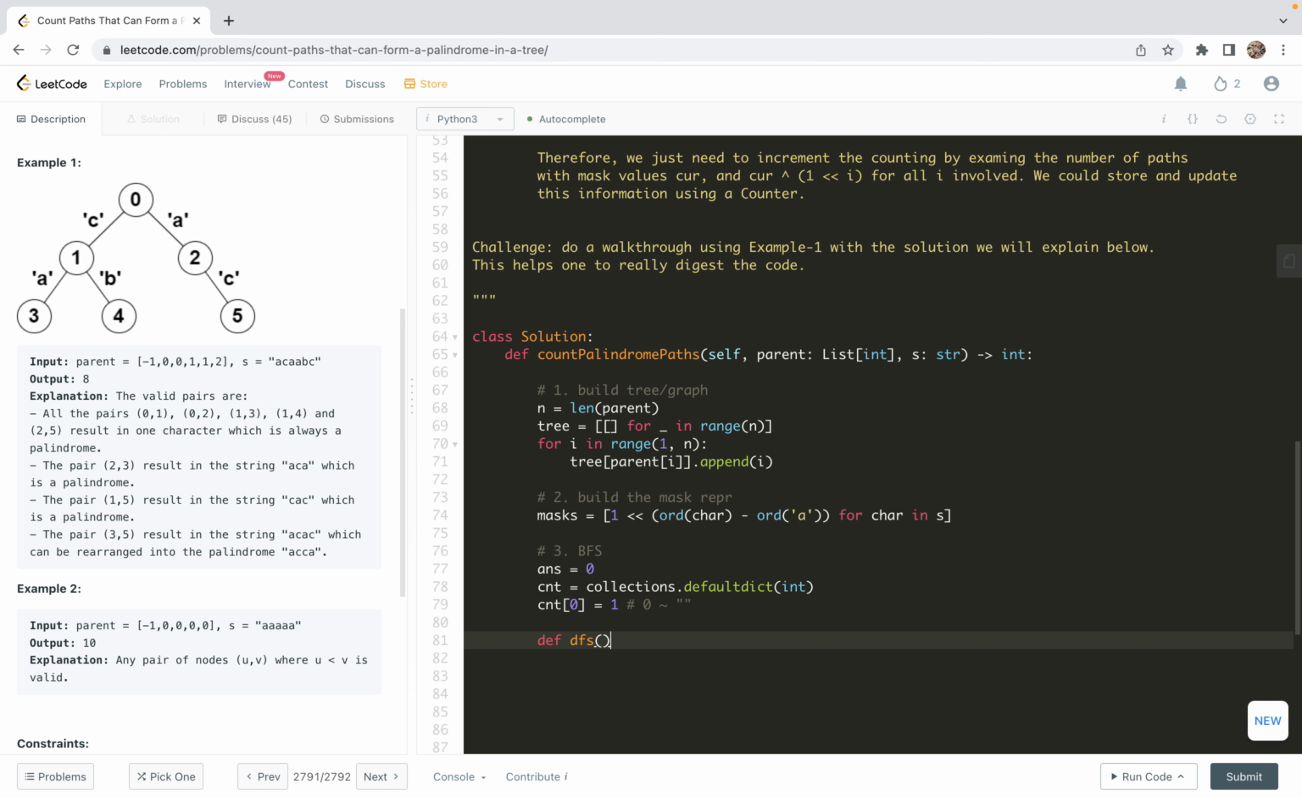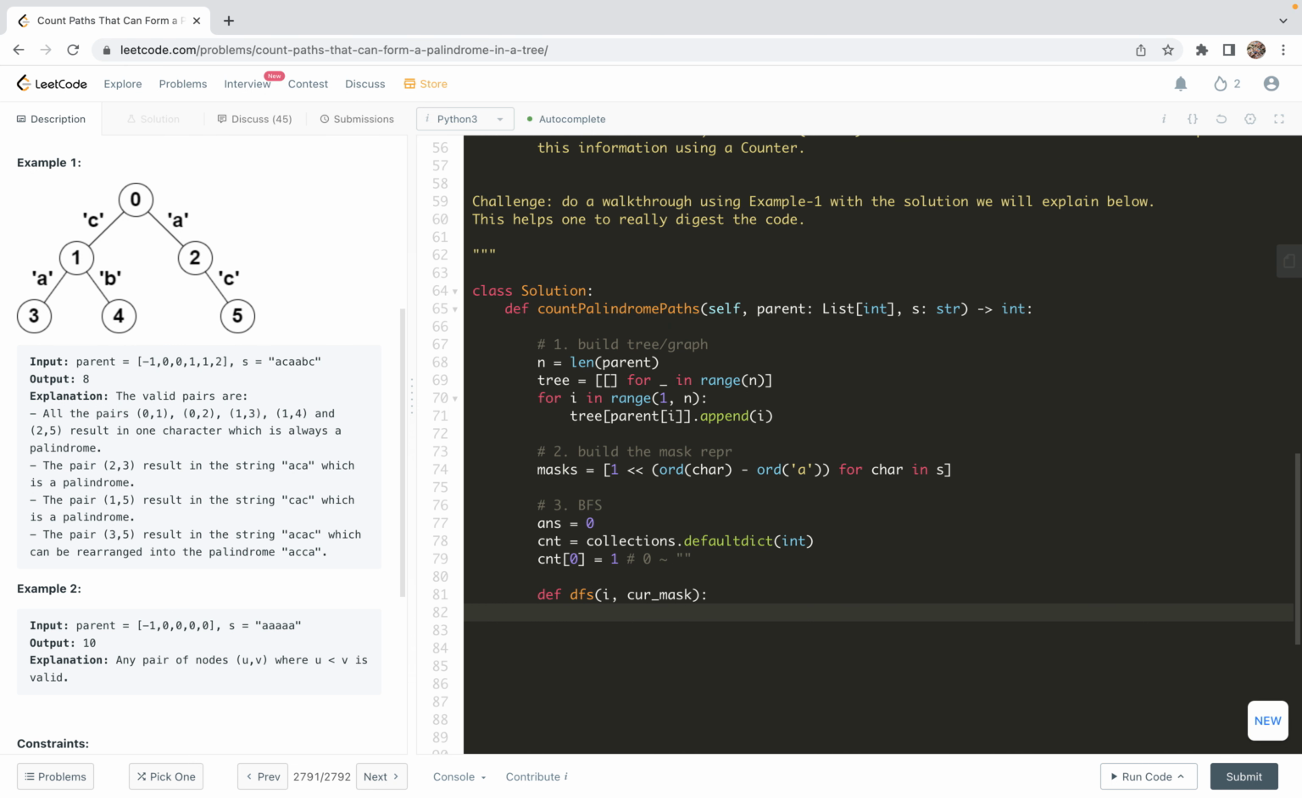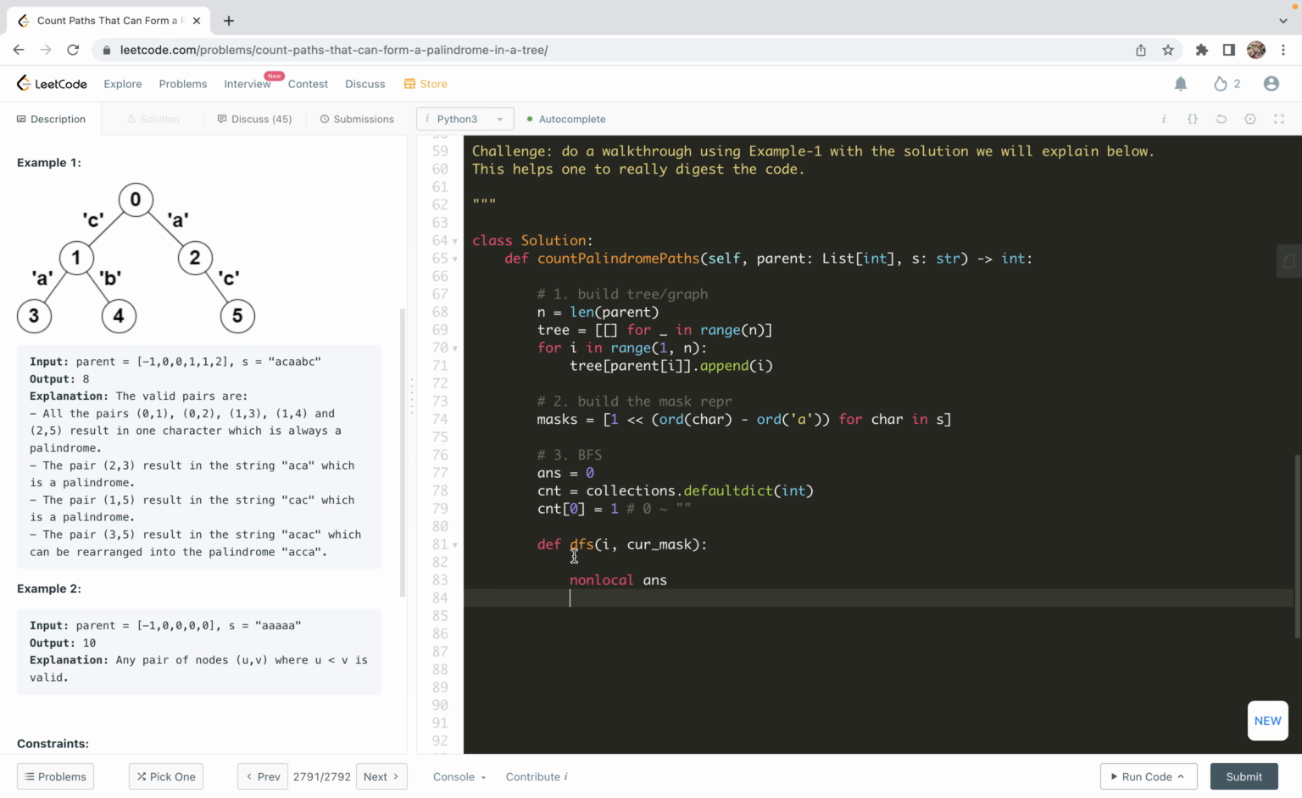So we're going to accept a node and the current mask value, right? Now what we want to do, first, in between the traversal, we are going to update the counting. So let's first make this variable non-local so that we can continuously update the value of the answer, in other words, the counting. So that's the first step.